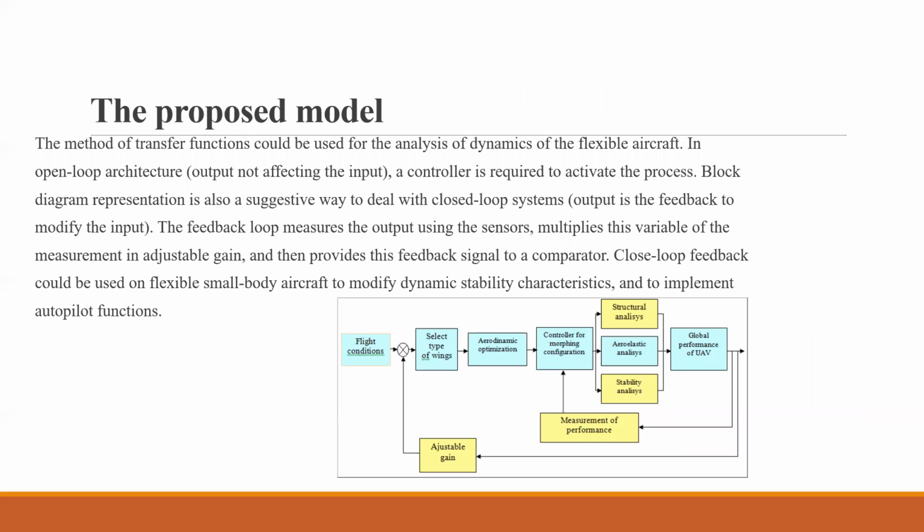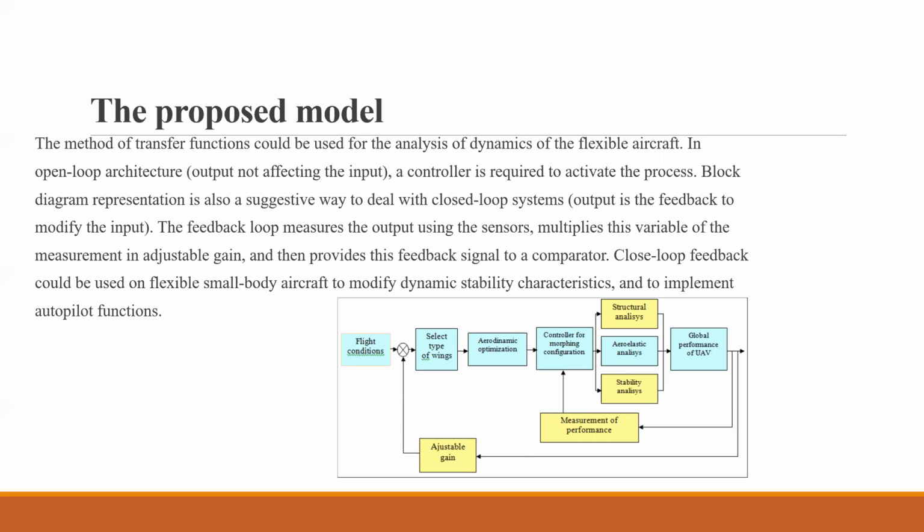The proposed model, as we can see, the method of transfer functions could be used for the analysis of dynamics of a flexible aircraft. In open loop architecture, a control is required to activate the process. Block diagram representation is also a suggested way to deal with closed loop systems. The feedback loop measures the output using the sensors, multiplies the variable of the measurements by an adjustable gain, and then provides the feedback signal to the comparator.